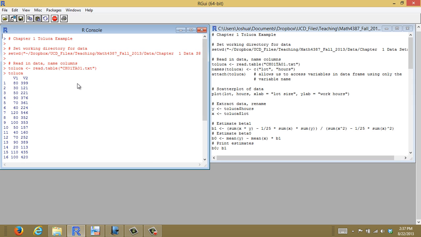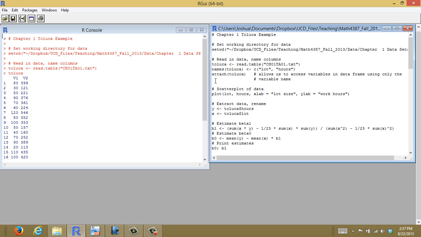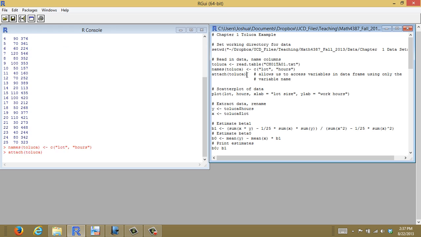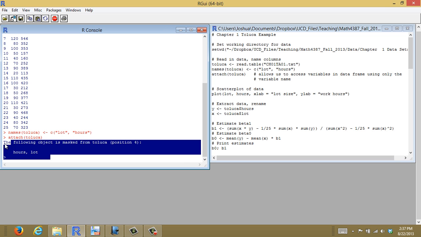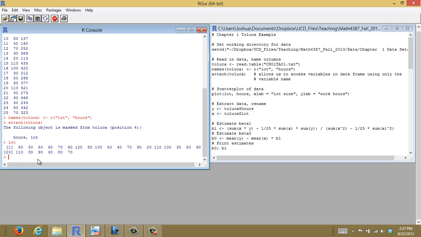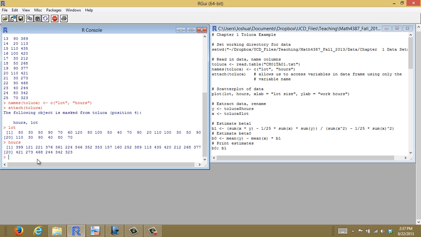And a convenient command, which makes the data easier to work with, is the attach command. So if I use the command attach Toluca, what it does is it allows me to reference the first column using the word lot, and the second column using the word hours. You're probably not going to get this warning. I only got this simply because I've already attached this data set once. So when you do this, you won't see this, but that doesn't mean that it's not working correctly. So we attach Toluca, and that allows us to simply write lot or hours to access those two different variables.